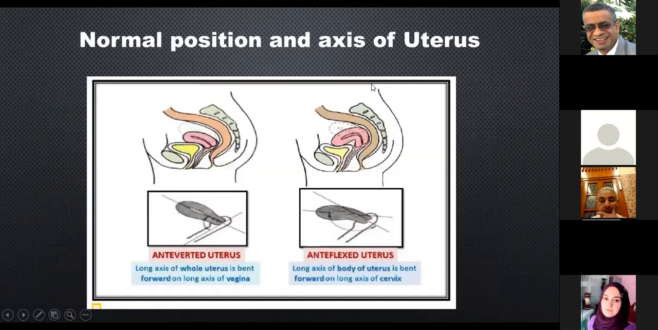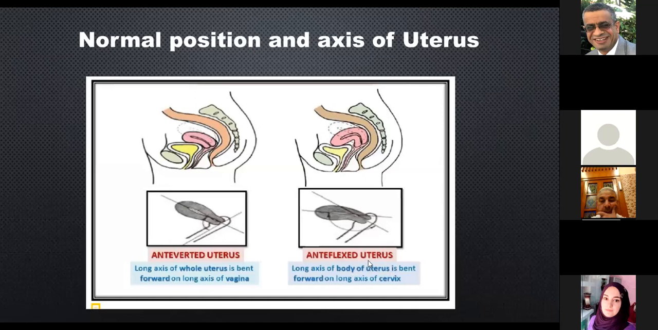The normal position and axis, represented in this image, is an anteverted uterus. The long axis of the whole uterus is bent forward on the long axis of the vagina, while in an anteflexed uterus, the long axis of the body of the uterus is bent forward on the long axis of the cervix.